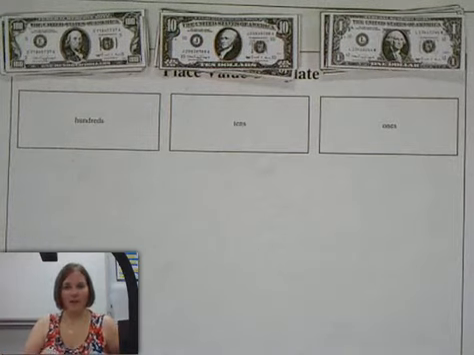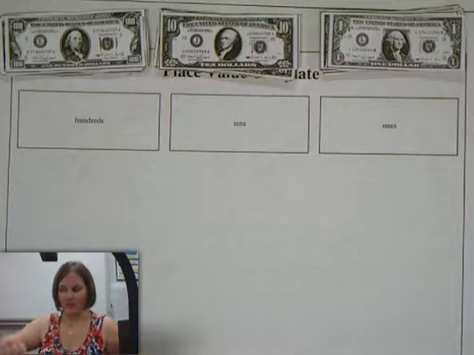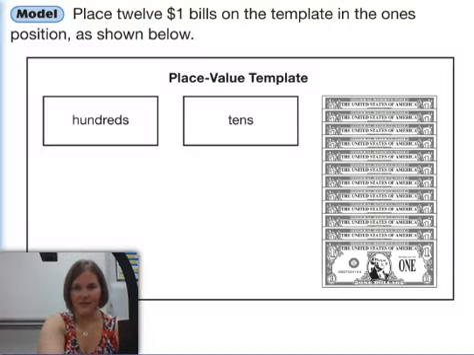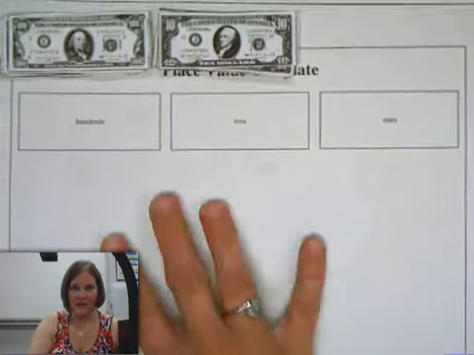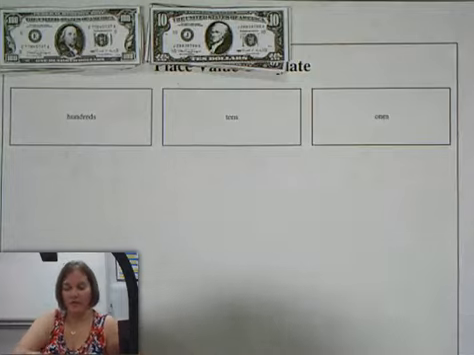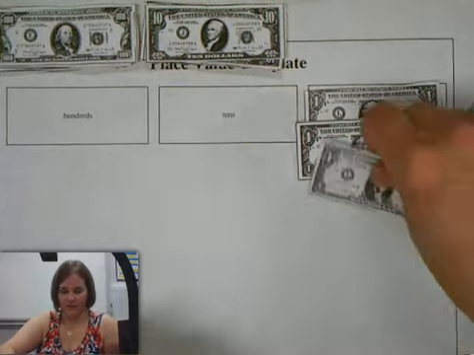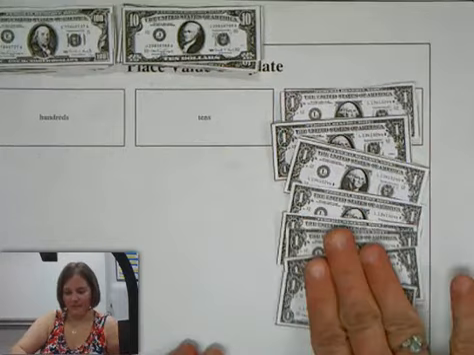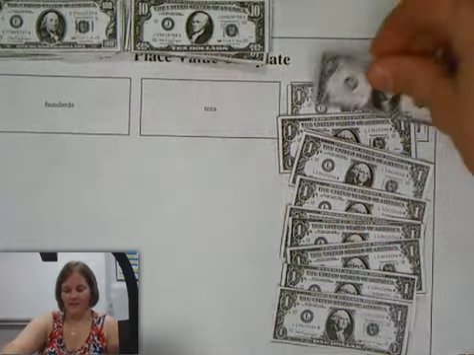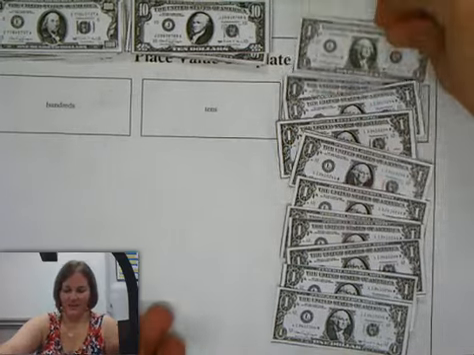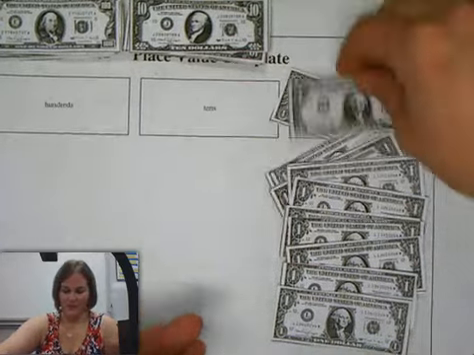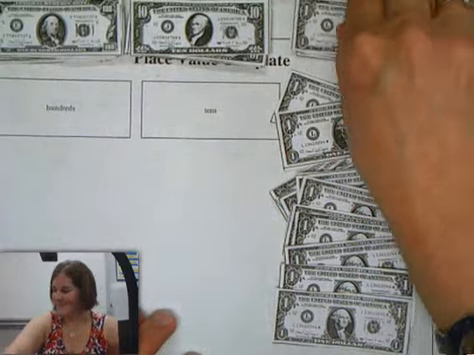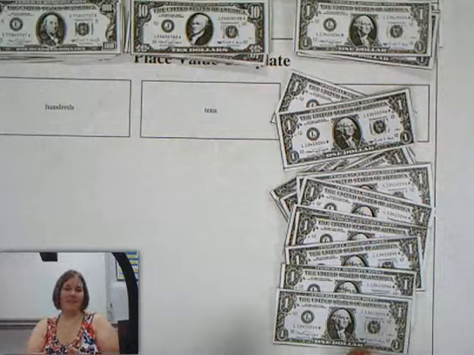Okay, we are going to place 12 $1 bills on our template. When we're done, the template should look like this. But it takes a little work and might get a little messy. So count out 12. So 1, 2, 3, 4, 5, 6, 7, 8, 9, I'm running out of room, 10, 11, 12. Okay, look how messy that is. Mine is messy. Maybe you're more organized. So that's a lot of bills and it gets messy.